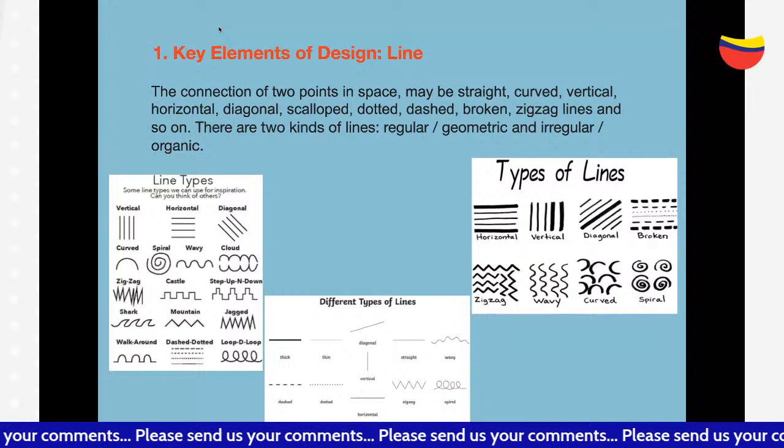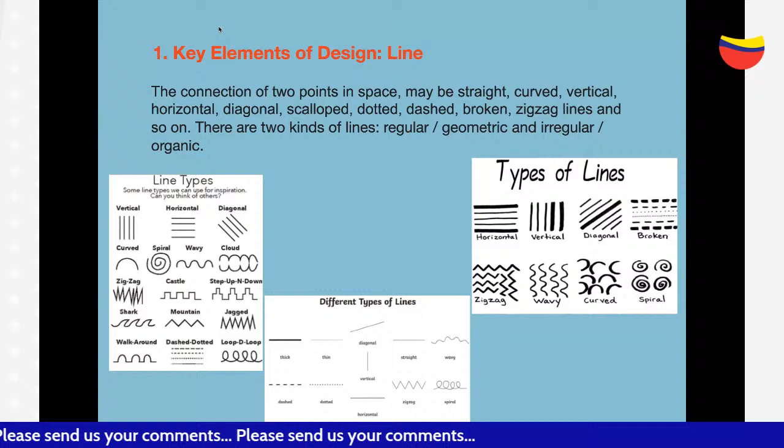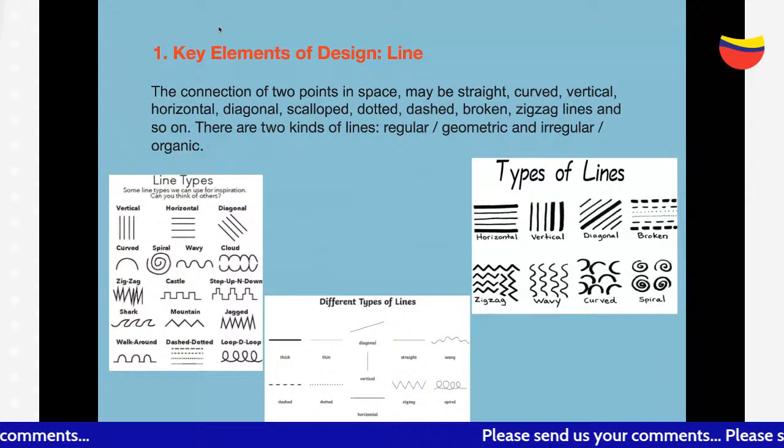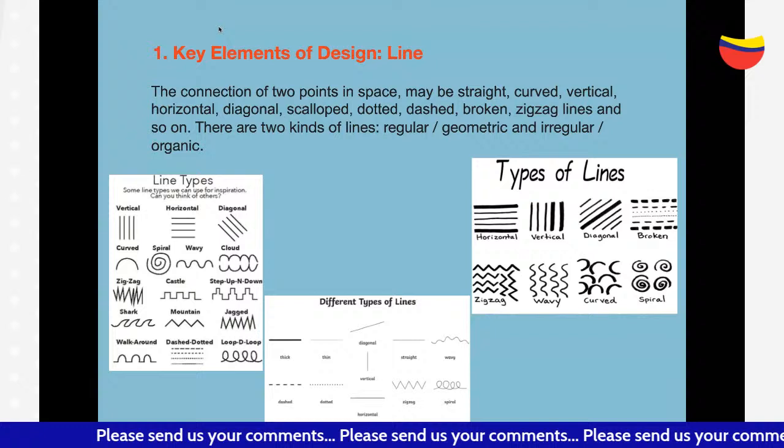It continues like that. So actually, I divided them into two. For me, there are two kinds of lines, regular geometric and irregular organic. As a general umbrella term, I'm using this. Okay, so these are the images I get from the internet, right?